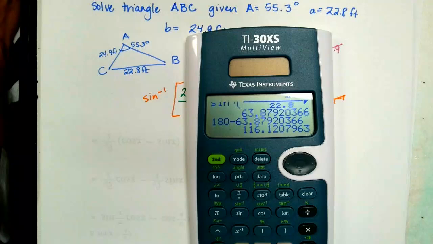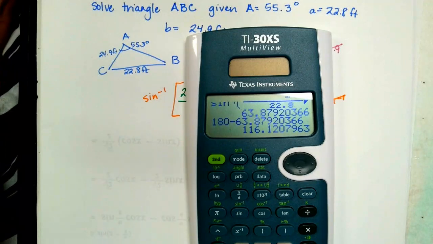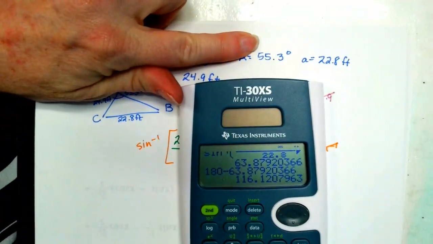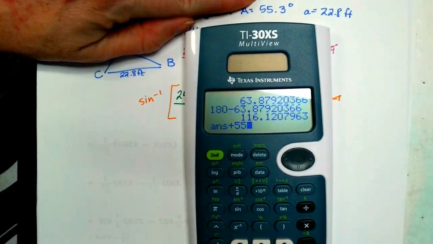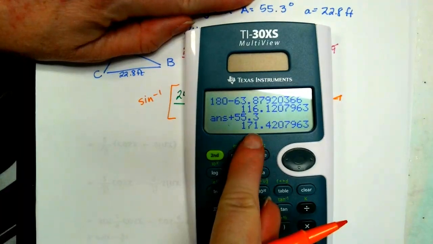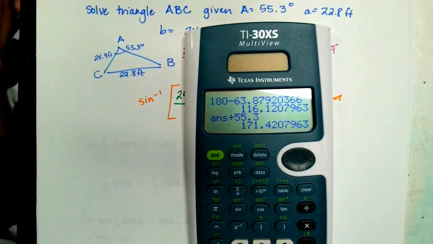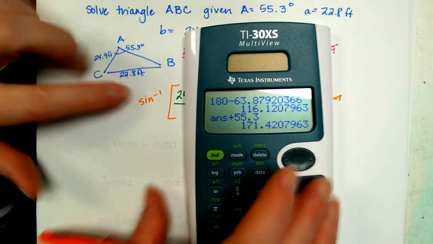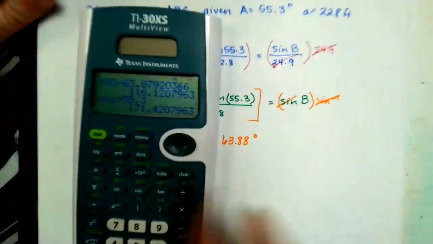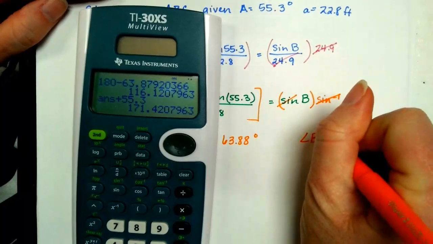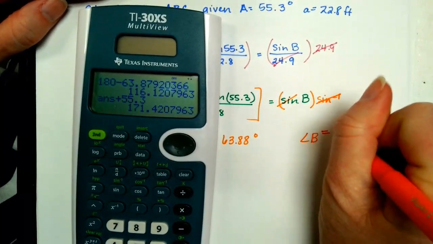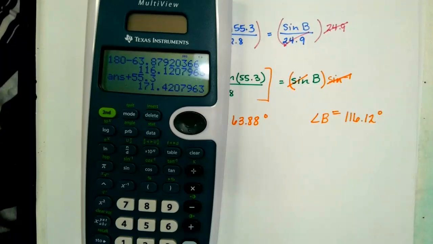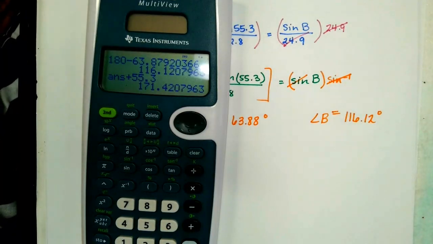Now, that means that angle exists. What I have to figure out is, can I make a triangle with a 116 plus the 55? So if I do plus 55.3, it's 171, which means there is still room for a third angle. So that means there are 2 triangles here. There's the triangle with 63.88 degrees, and there's the obtuse triangle with 116.12. So now when they say solve, I have to solve for two triangles.